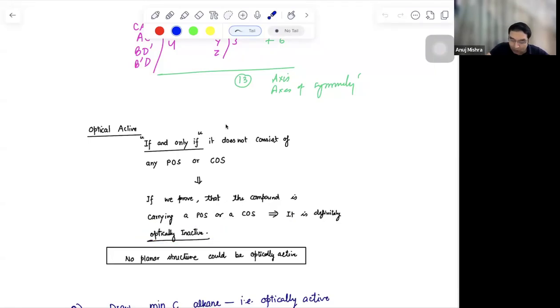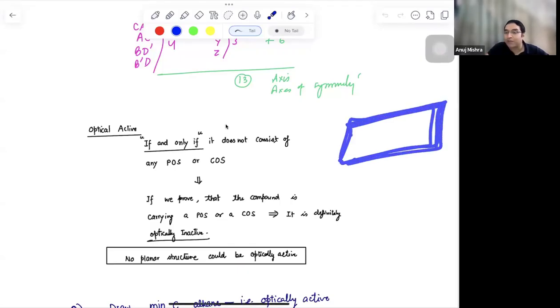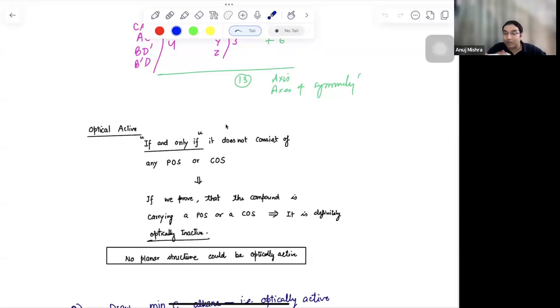So with this logic, can I say no planar structure could be optically active ever? Because for any planar structure, anything which is in one plane, I will take this plane as the plane of symmetry. I'll consider the symmetry about this plane itself in which the compound is lying, which is also called the sandwich plane of symmetry. So let's say any planar compound is there. Any planar compound has its own plane of symmetry, the plane on which the compound is lying. Hence, any planar compound is always optically inactive.